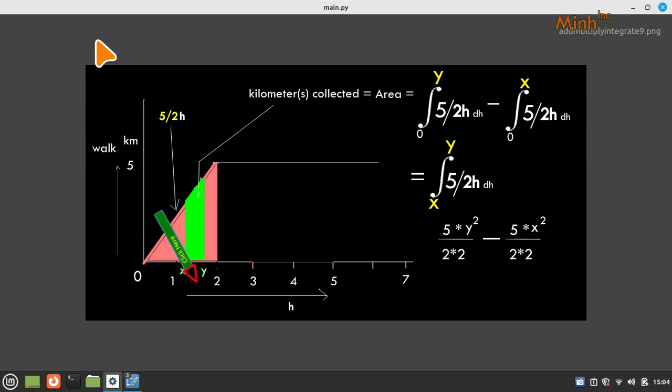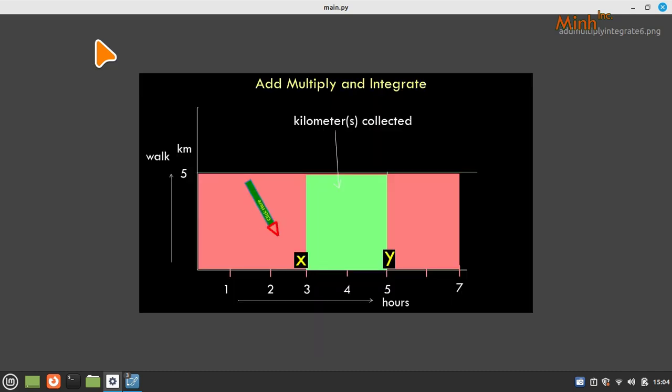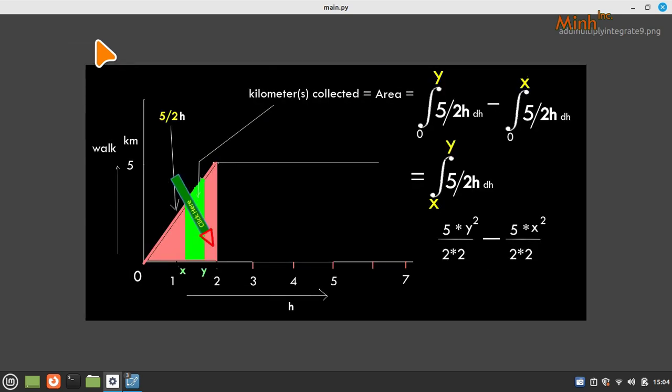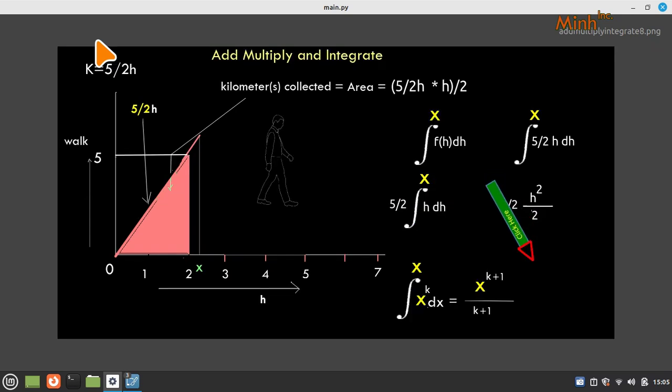Now what is the area between any x and any y? As per the integration, the area between x and y, we have to subtract. That is the same thing we'll do. So this is the formula. The area up to y minus the area up to x leads to the integral from x to y of f(h) dh. So that will be 5y square by 2 times 2, minus 5x square by 2 times 2, the way we deduced the formula.